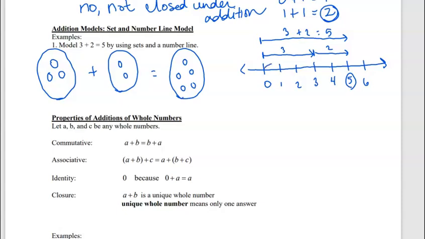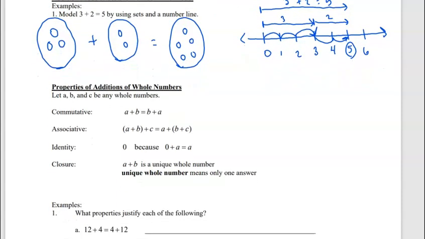Now what some people will do as well, and I would accept this because it's just a different strategy, is say I'm jumping 1, 2, 3, and I land on 3. After that, the problem tells me to jump 1, 2 more, and I'm going to land on 5. So regardless of how you look at this, you're modeling that adding 3 and 2 together gives us 5.